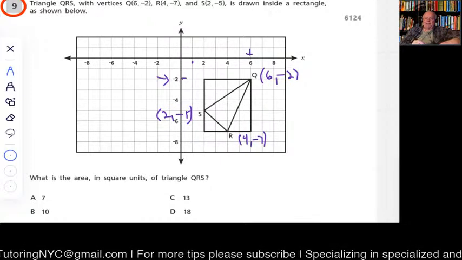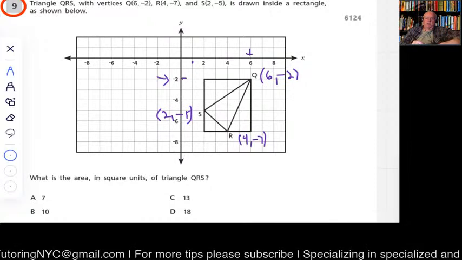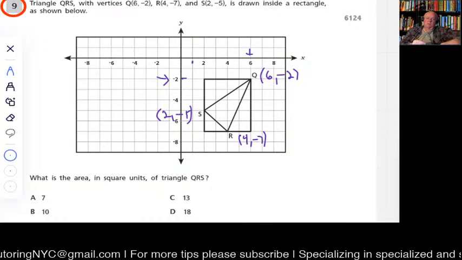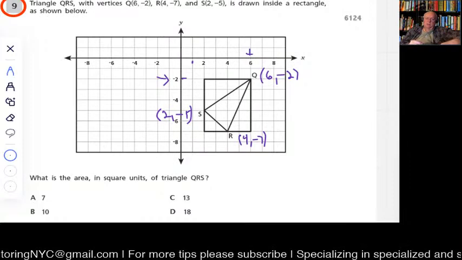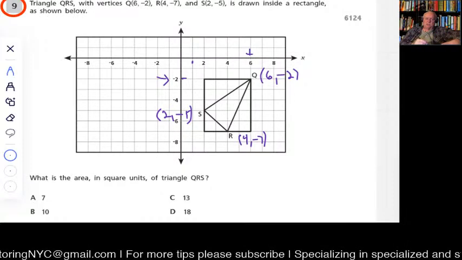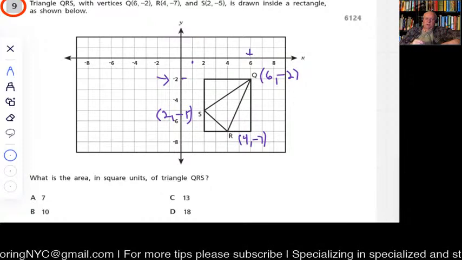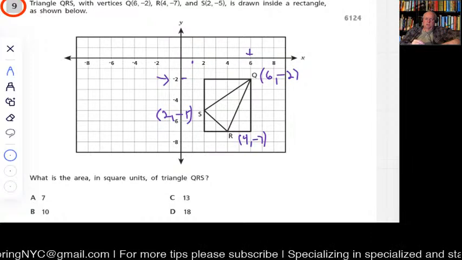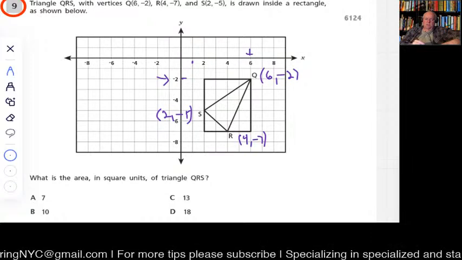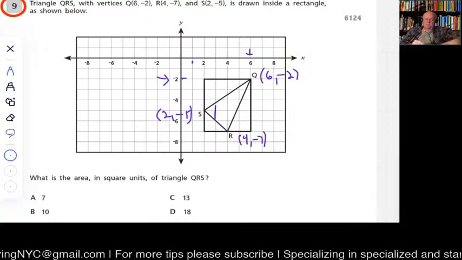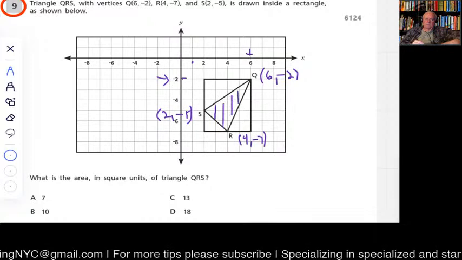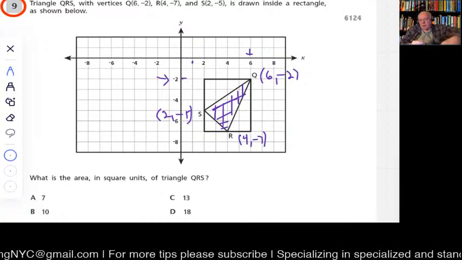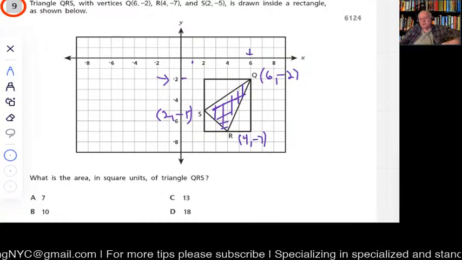is drawn inside a rectangle. So now we're given facts. We know it is indeed a triangle, and we know it is indeed inside of a rectangle, as shown below. Okay? So what is the area in square units of the triangle QRS? If I was to shade this real quick for a second, they want to know the area of that. Now it turns out there's a lot of ways to actually solve this. Okay?